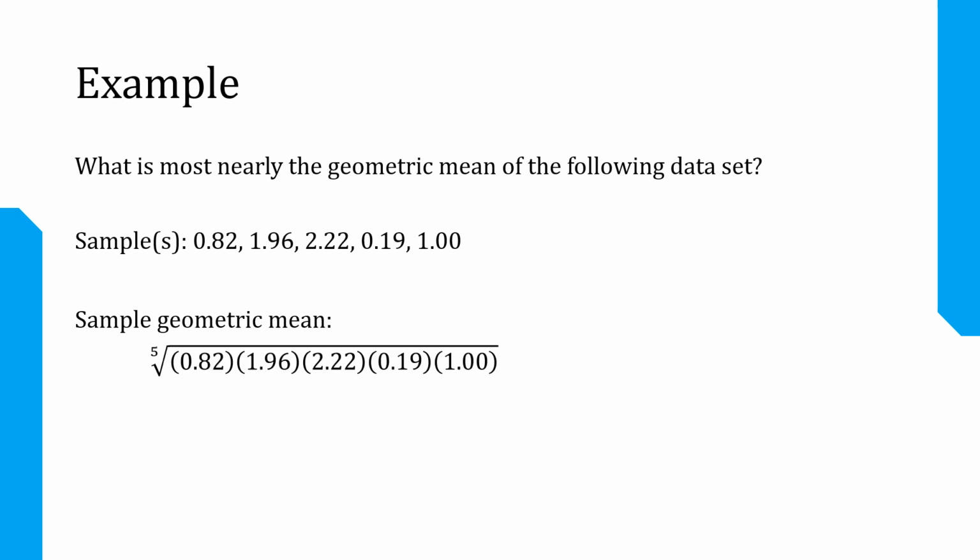For starters, we're going to take the n-th root, with n being the number of data points given to us, which in this instance is 5. Then we're just going to multiply each of these data points together. Once we plug that into our calculator, we get an answer of roughly 0.93.